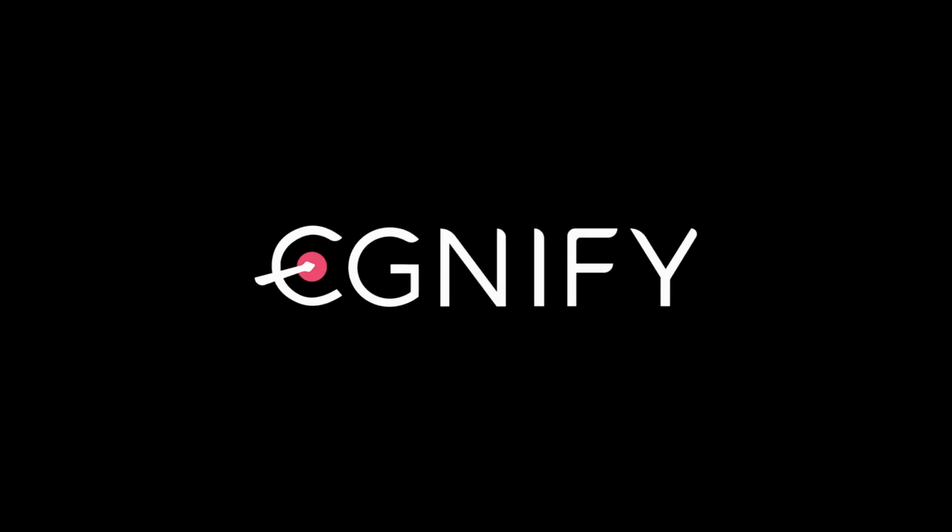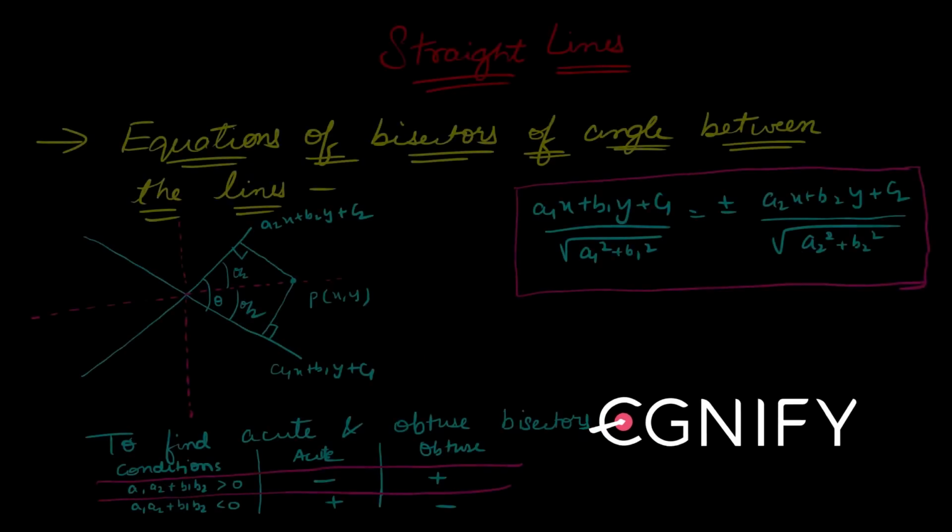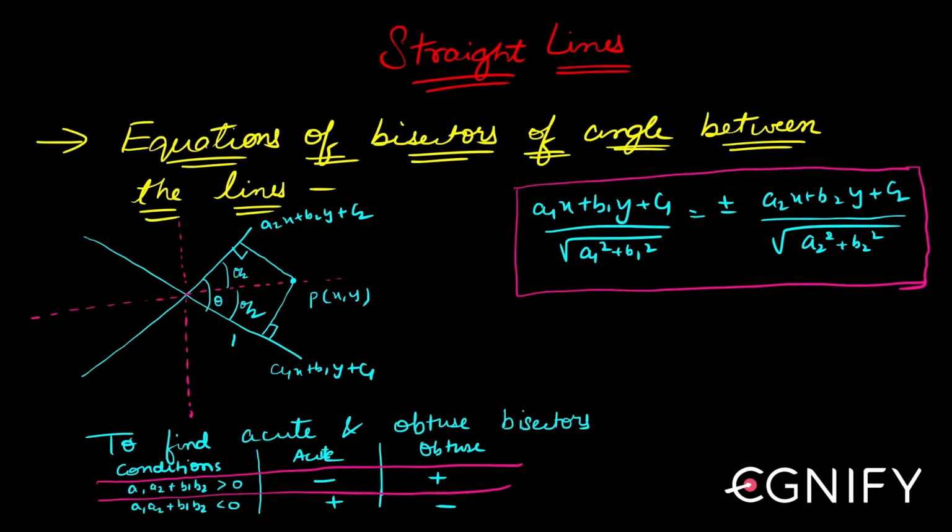Let us now look at the equations of bisectors of angle between the two lines. So you have two lines, this is your line L1 and this is your line L2, two blue lines, right? The equation of the line L1 is a1x plus b1y plus c1 equal to 0, and the equation of L2 is a2x plus b2y plus c2 is equal to 0. I need these pink lines which are bisecting the angle between the two.